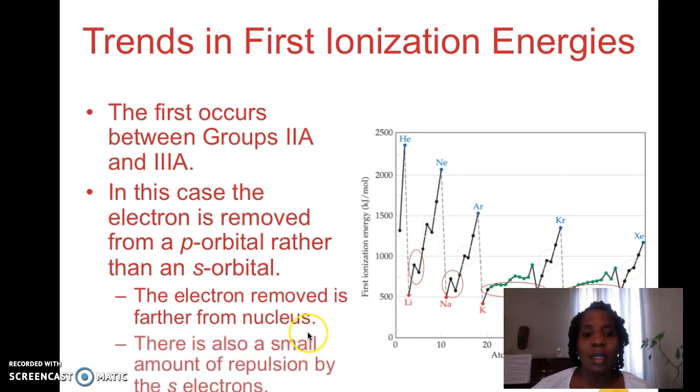Why is this occurring? Well, this is happening because in this case, from group 3, I'm removing an electron from the p orbital rather than the s orbital. The p orbital is at slightly higher energy and slightly further from the nucleus. So therefore, it's a little bit easier to remove that p orbital electron.